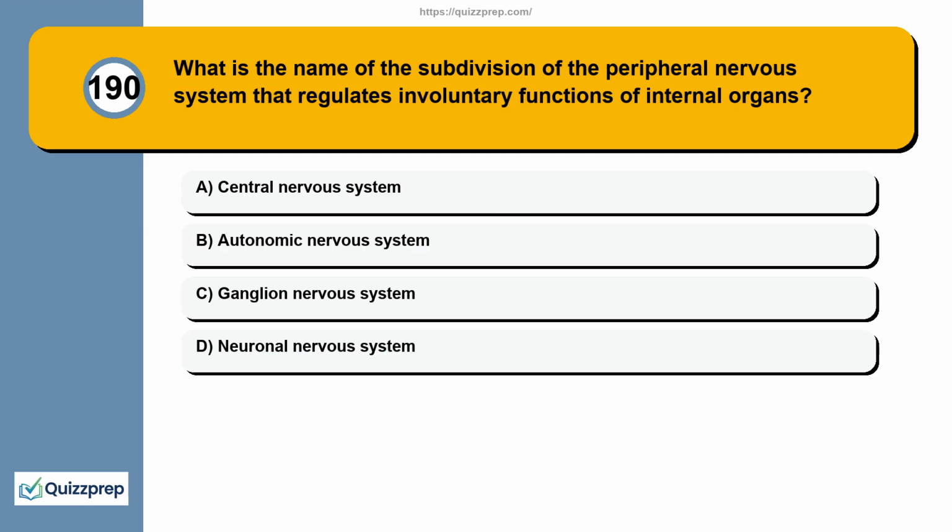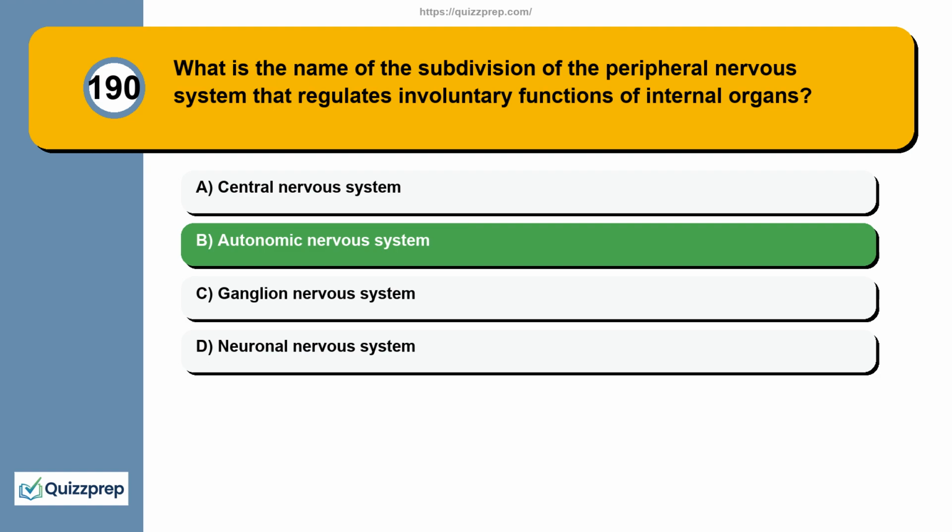Central nervous system. Question 190. What is the name of the subdivision of the peripheral nervous system that regulates involuntary functions of internal organs? Option A, central nervous system. Option B, autonomic nervous system. Option C, ganglion nervous system. Option D, neuronal nervous system. The correct answer is option B, autonomic nervous system.